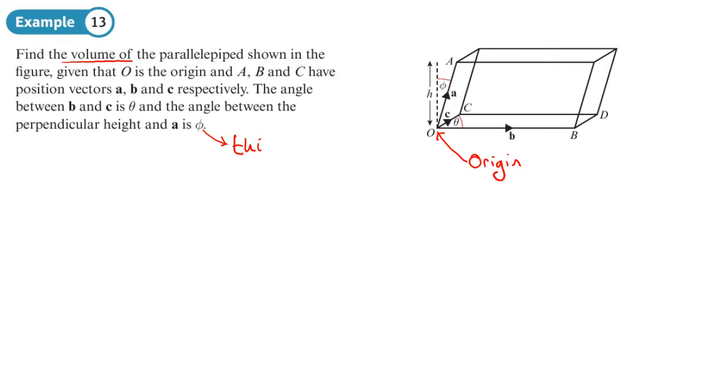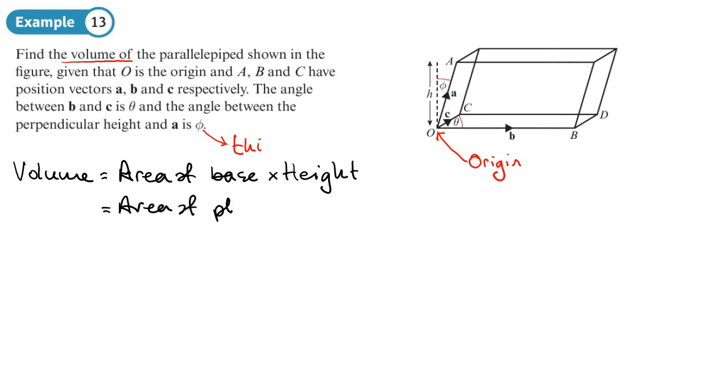Now if you want to find the volume of one of these shapes, the volume is given by the area of the base times the height. So I'll write that down first. Volume equals area of base times the height. Now the base is a parallelogram, and we know how to find the area of a parallelogram, so we'll put area of parallelogram times h, because that's the height.